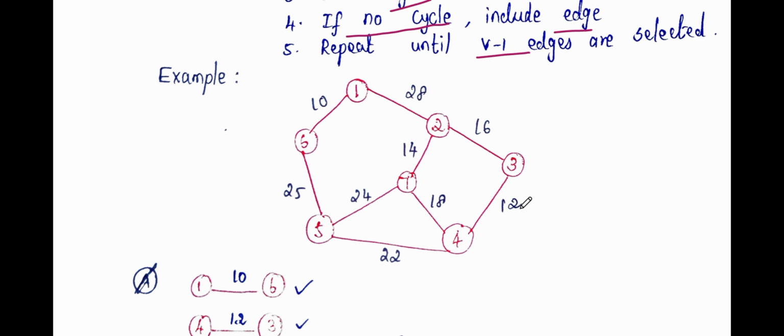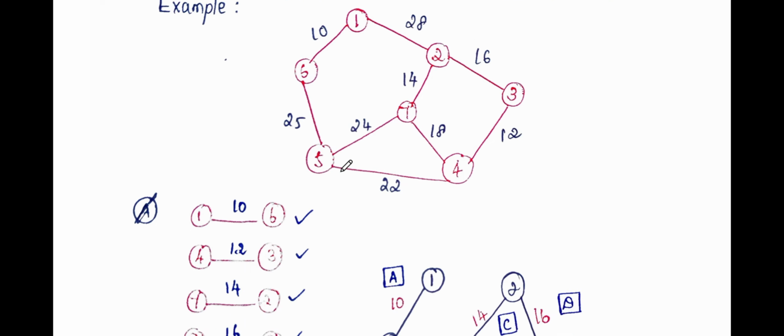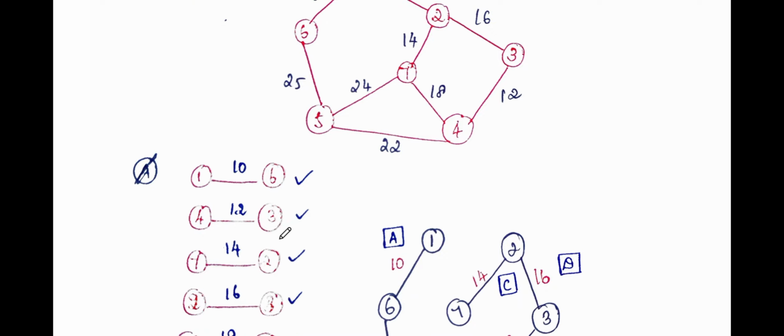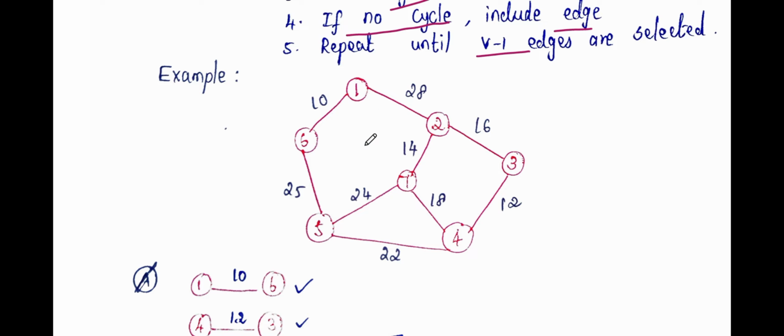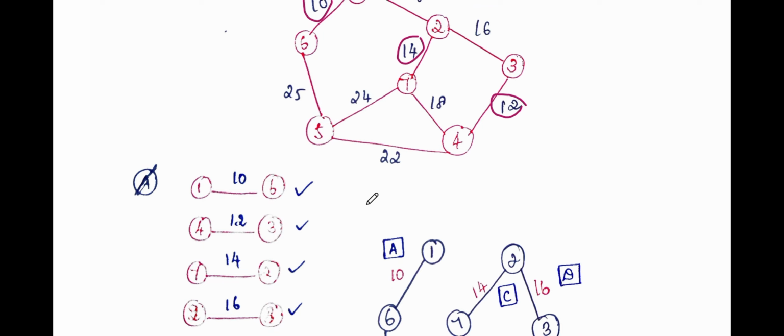So this is the same example I already discussed using Prim's algorithm. So take the same example. First step is this: initially we arrange all the edges in sorted format. What is the minimum weight here? This 10, right? Then add this edge first, 1 to 6. Next minimum is 12, then add 4 to 3. Then next minimum is 14, then 7 to 2. Likewise you sort all the edges one by one.